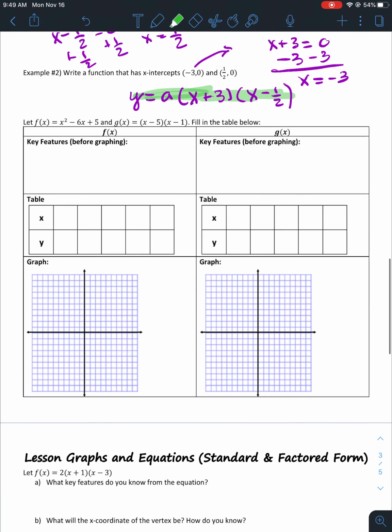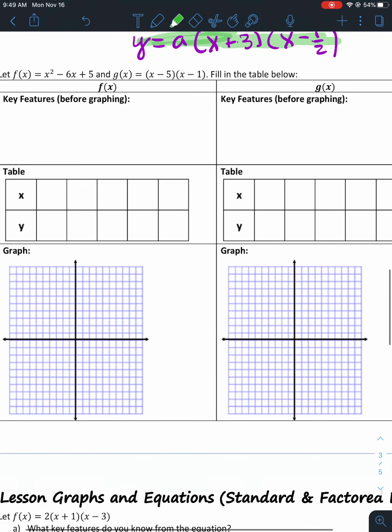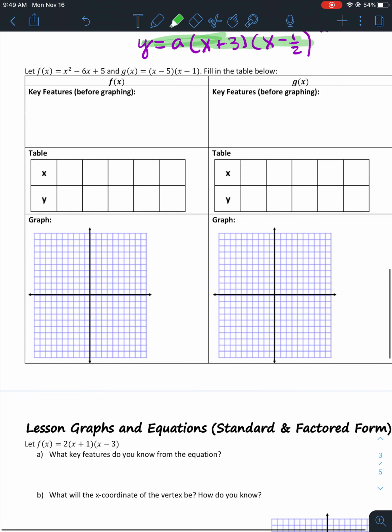So the next big question is, here we go, we have two functions. We have x squared minus 6x plus 5, and we have (x minus 5) times (x minus 1). So what are some easy key features I can get before actually doing the problem?